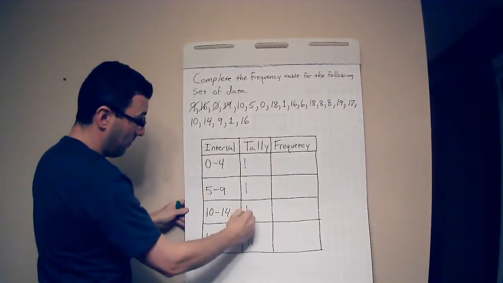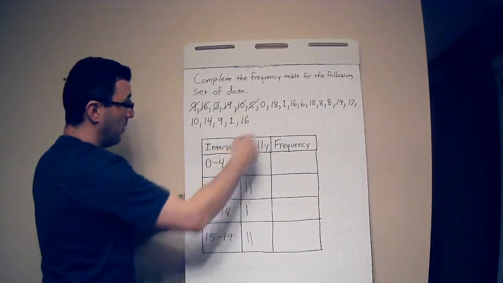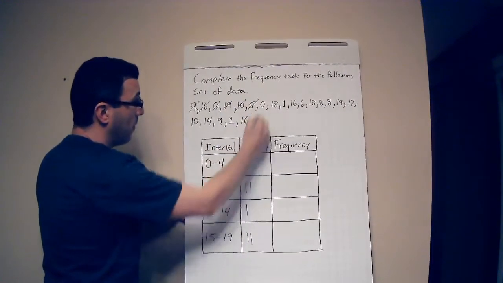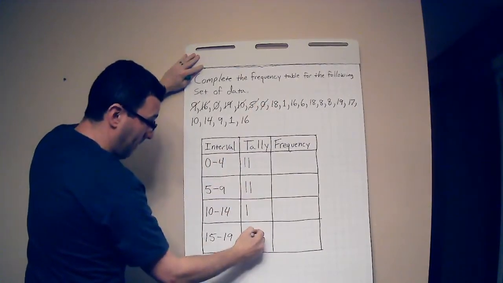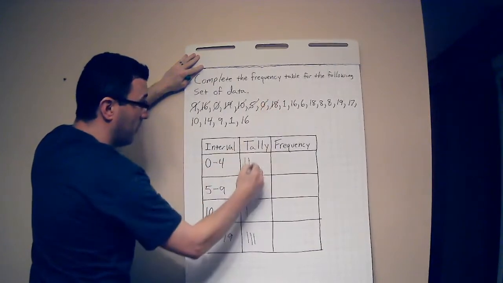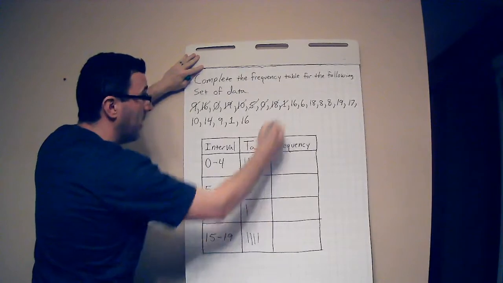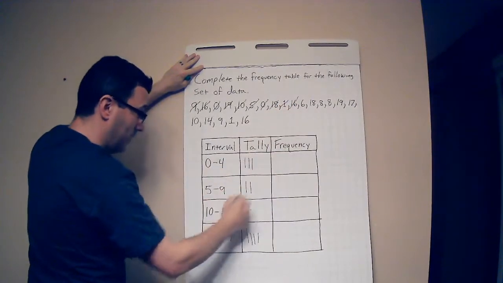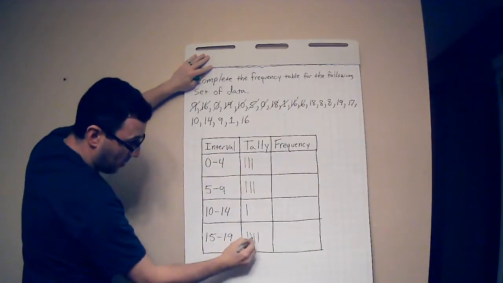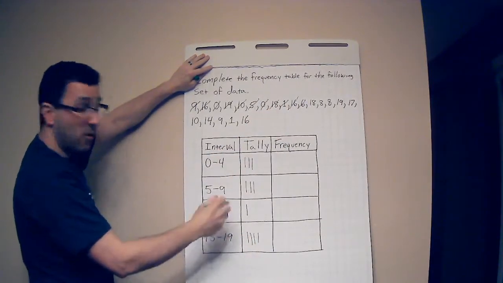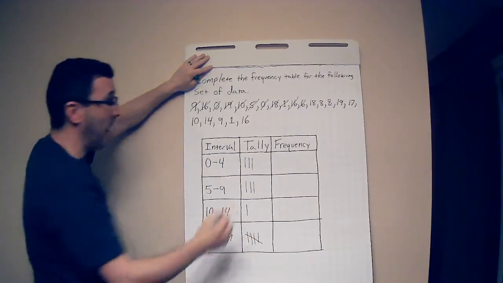10, 5, 0, here, 18, 1, 16, 6, 18. Now I have 4 tally marks here. What I do is I draw a line across them to show that now I have 5.